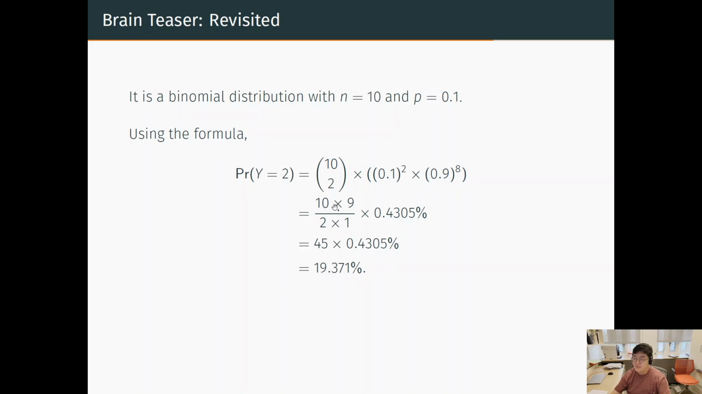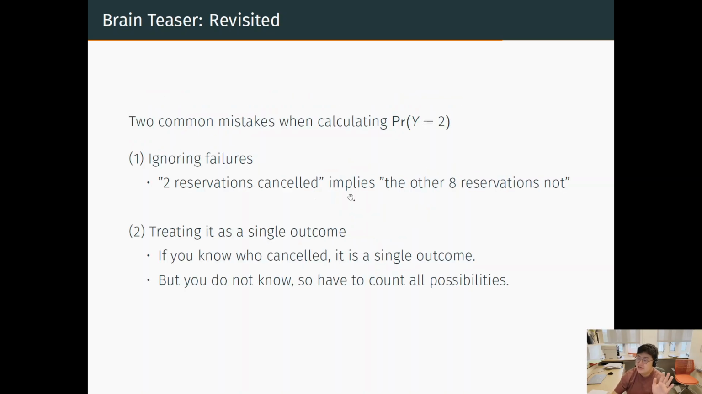Anyhow, again, if you understand how this formula is derived, algebra is not a big problem. You can use Excel. So what you need to do is to understand the basic idea. Especially, I want to emphasize this.